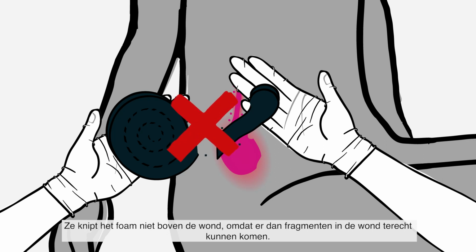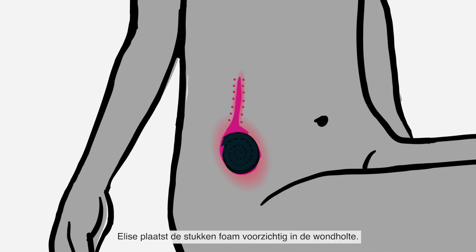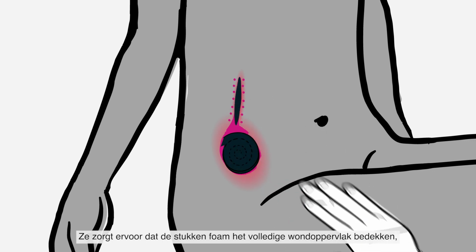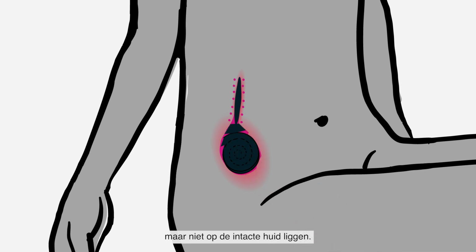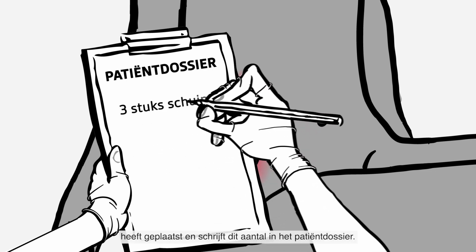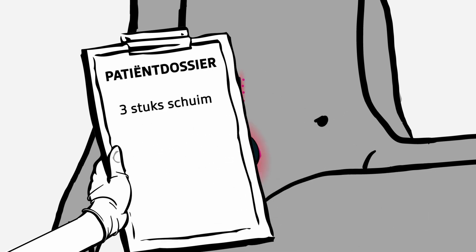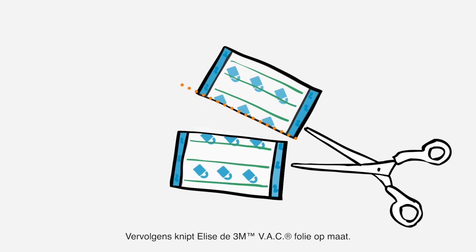She avoids cutting the foam over the wound as fragments may fall into the wound. Elise gently places the foam pieces into the wound cavity, ensuring contact with all wound surfaces without overlapping onto intact skin. She counts the number of foam pieces placed in the wound and records it in the patient record. Then, Elise trims the VAC drape to the appropriate size.